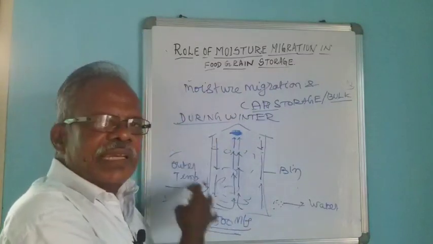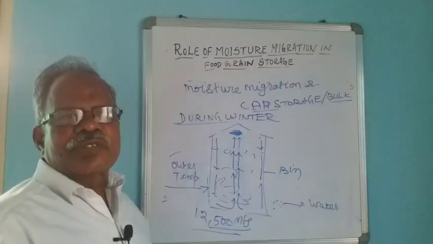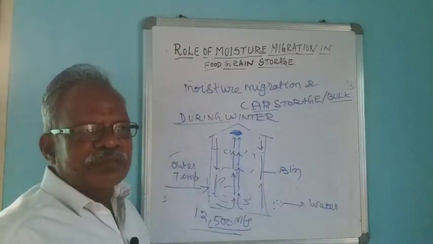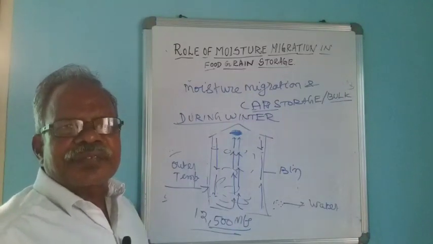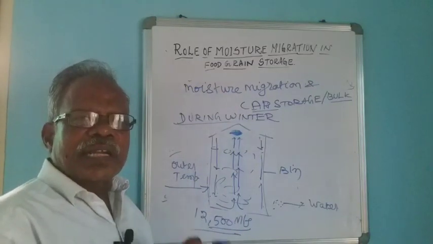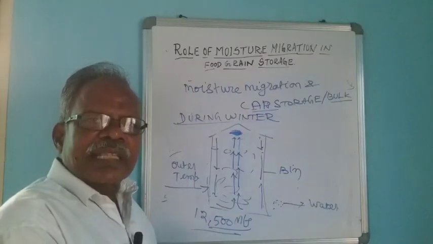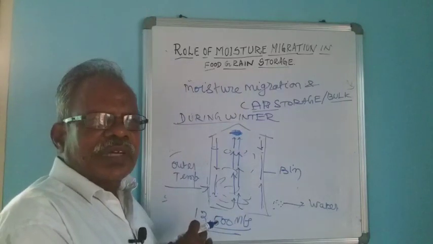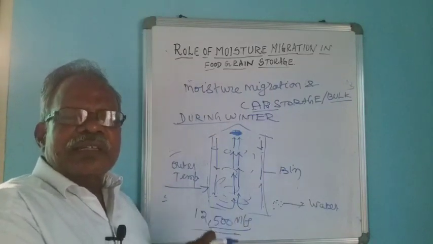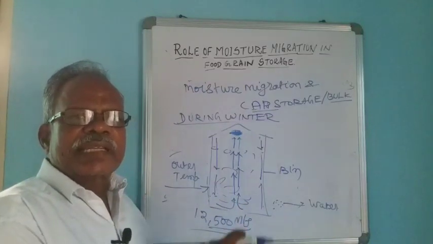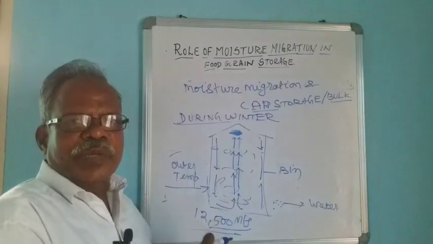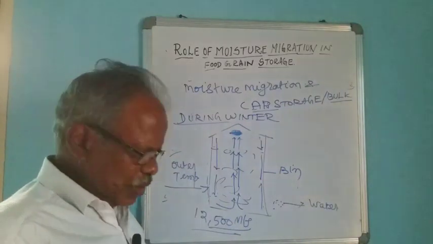The similar thing happens in cap storage also, and particularly if the crates are not there in the bottom, the dissipation of this water vapor will not be there, and it will be condensed. If the dissipation is there, then there may not be any condensation. For such stocks, it is very bad. It is good if we provide crates at the bottom, so that the aeration is proper and any moisture migration will be dissipated. This is with regard to cap storage.